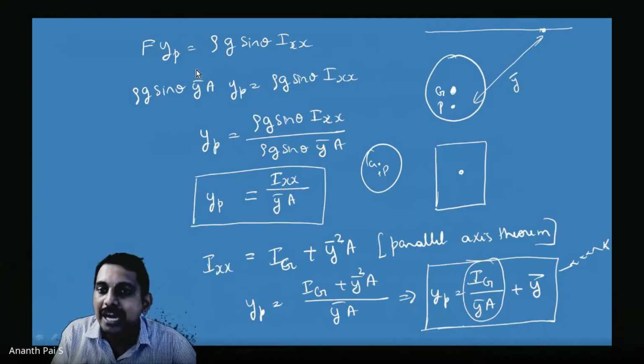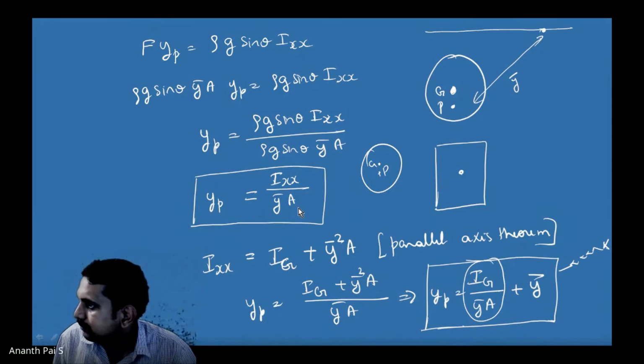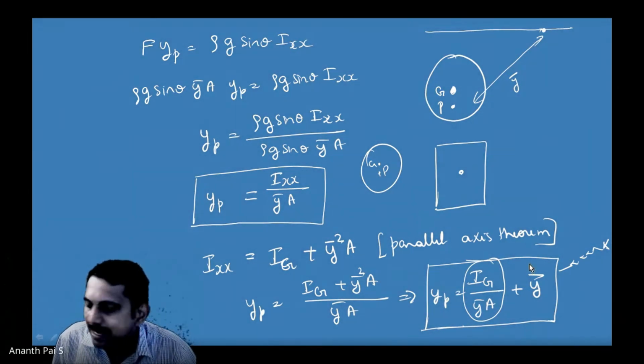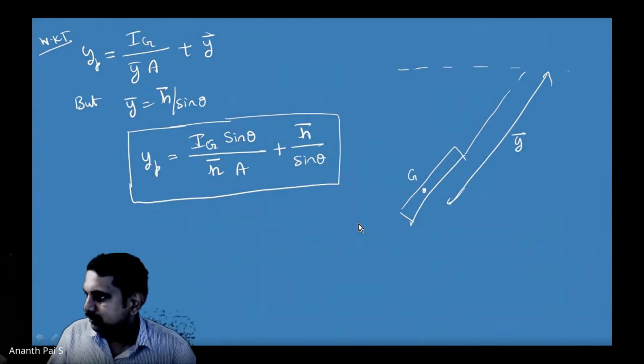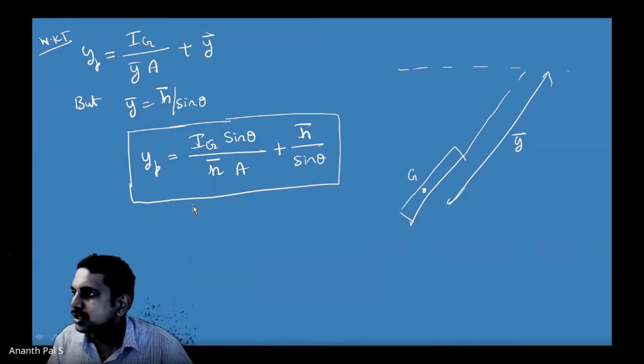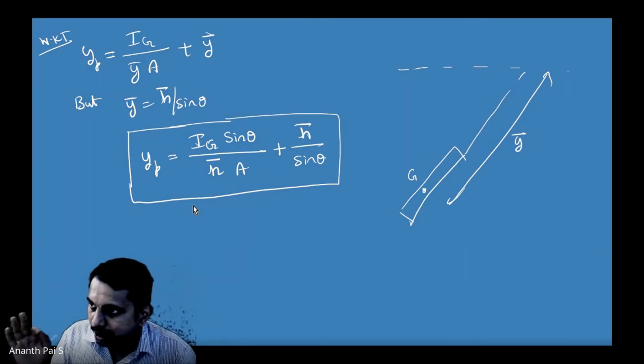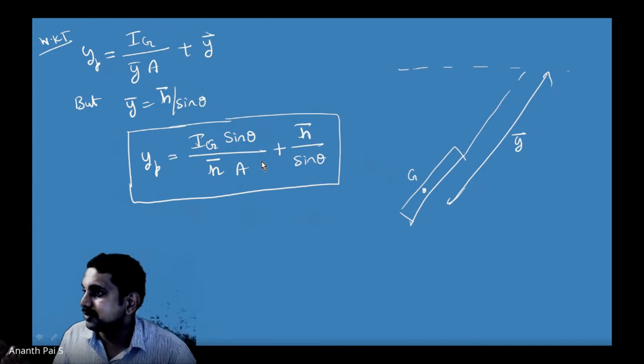Correct? So that we found out, and we got Ixx by y bar A. We got it as Ixx by y bar A. Now you can use parallel axis theorem, and you can do a lot of changes. And these formulas have to be remembered. Although you can derive it, don't risk deriving in the exam. Why? You should not risk, because you should remember these formulas very properly.